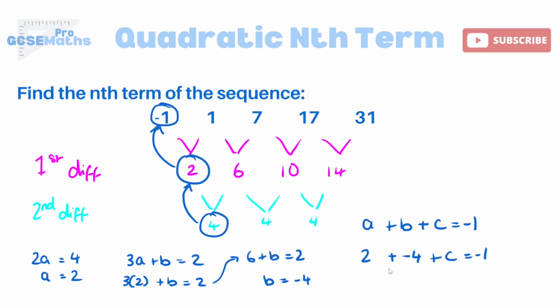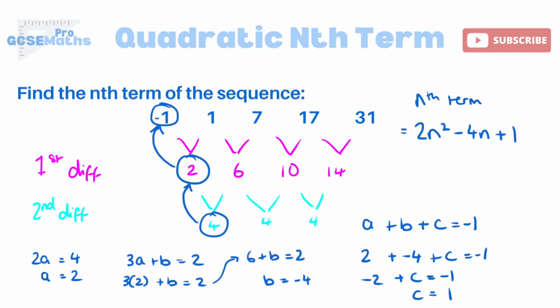So 2 plus minus 4 is minus 2 overall, isn't it? Plus c equals minus 1. So c, we'd have to add 2, wouldn't we? Minus 1 plus 2 is 1. There we go. And now we just put it all together. The nth term as a quadratic is 2n squared minus 4n plus 1. There you go. There's your quadratic nth term.